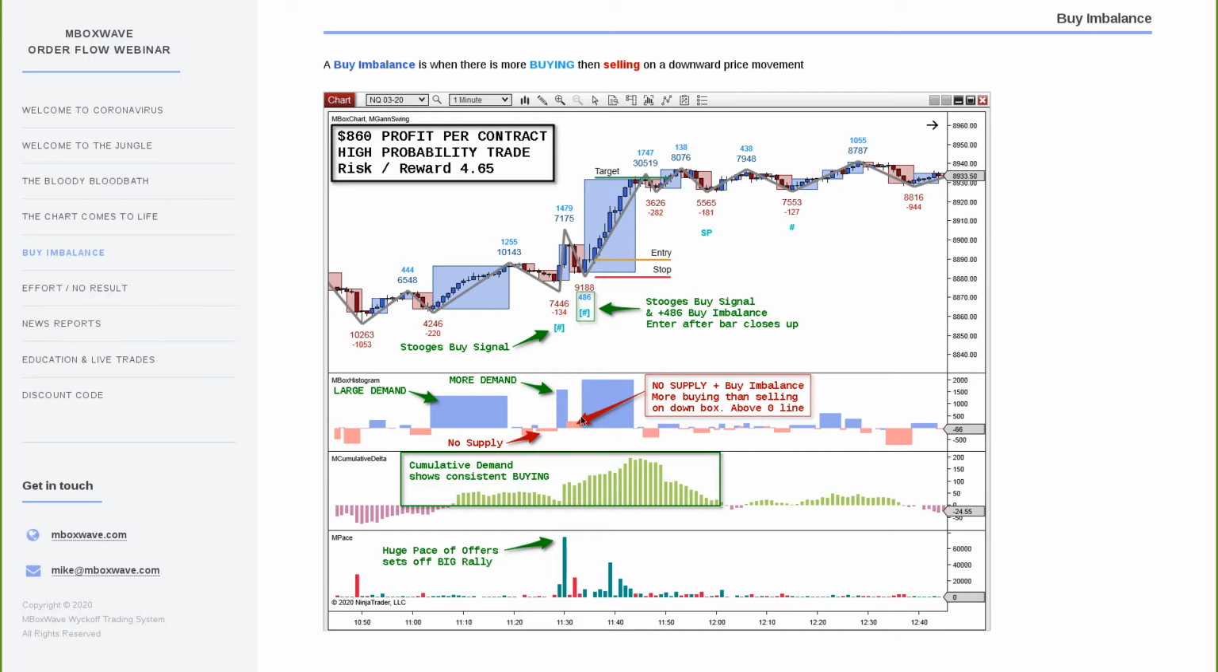Plus we also see no supply, and we see a buy imbalance in the MBox delta right here. Because it's a red box, which means price moved down, but if it's above the zero line here, it means there was more buying. So on this wave, there was more buying, and in this box, there was more buying. It's like the wave is showing the round, the box is showing the punches. So in both the round and the punches, it's showing the buy imbalance.